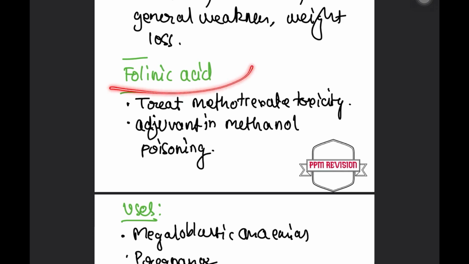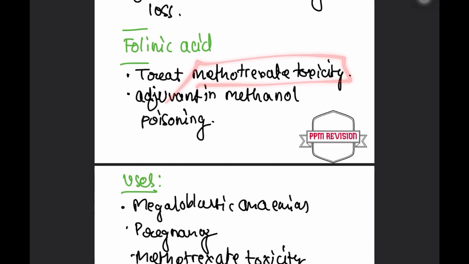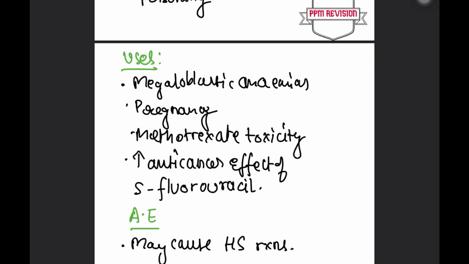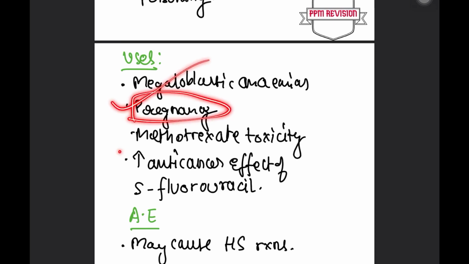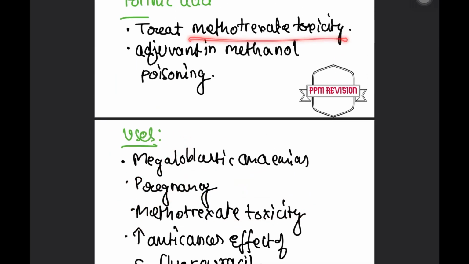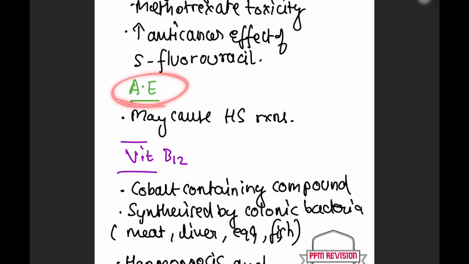Then talking about folinic acid. Folinic acid is important as it is required for treatment of methotrexate toxicity, and it acts as an adjuvant in methanol poisoning. Then talking about uses of folinic acid, it is used in megaloblastic anemia, in pregnancy, in methotrexate toxicity as mentioned earlier, and it also increases the anti-cancer effect of fluorouracil. Then talking about the adverse effects, it may result in hypersensitivity reactions.